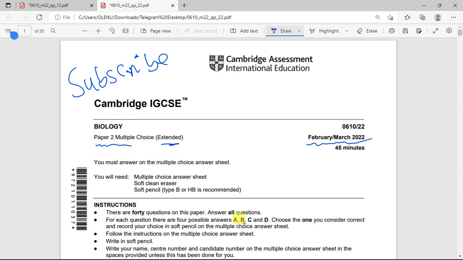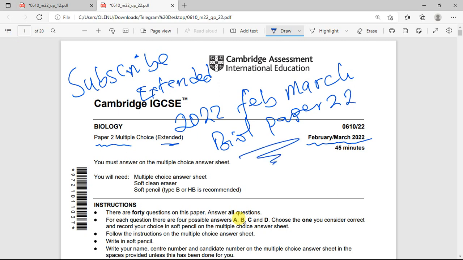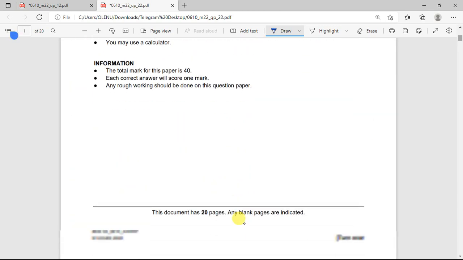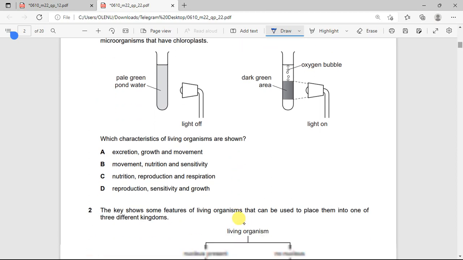And this is the extended paper, 2022 February March Biology paper 2. Okay, let's have a quick run through. 45 minutes, but hopefully we use lesser time.